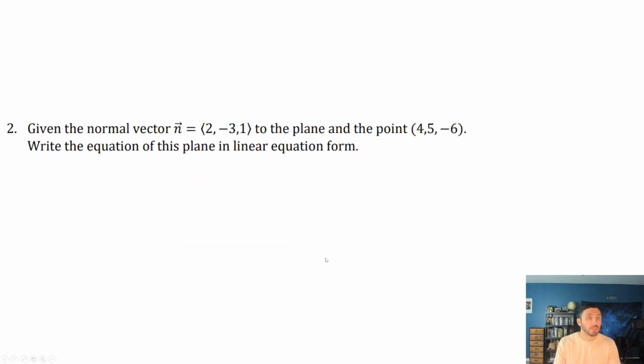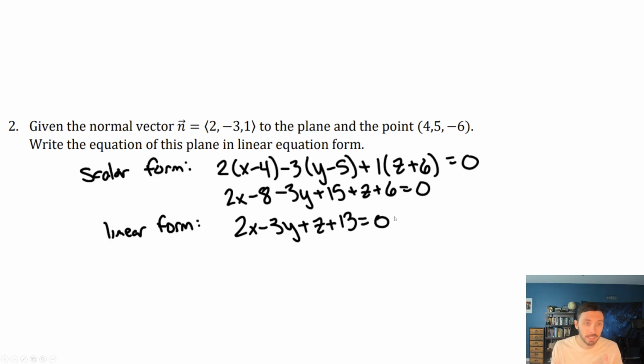Round 2, given the normal vector. This one's quick. You can do this one. We're given the normal vector, and then we have a point on the plane. We have all the information we need. Just simply write this in linear equation form. Not a lot of math required. Just use one of the formulas we showed earlier. 3, 2, 1. No math required, really.